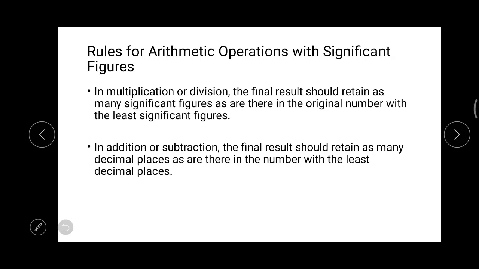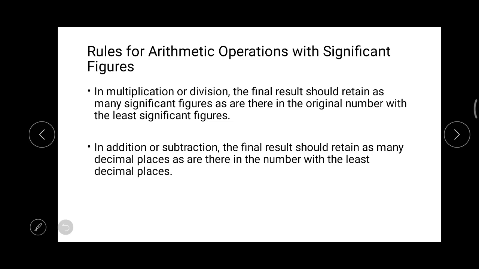Hi dear students, so we have studied about the significant figures. Now we will discuss the rules for arithmetic operations with significant figures, as well as rounding off the figures. These are the two simple topics that we will discuss today.